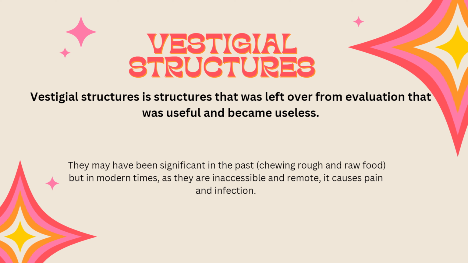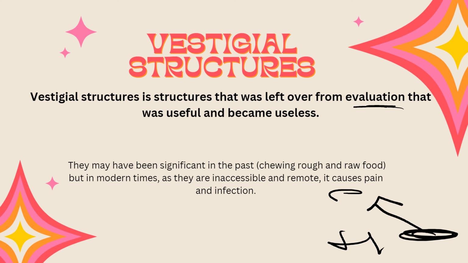Vestigial structure. What do I mean by vestigial structure? A vestigial structure is a structure that was left over from evolution that was useful and has now become useless. What I mean by evolution is, let's say, species H, which is an ancestor, and then species E and A, which have been derived from species H. So evolution is like when species H is broken down into two different species. So this is what we call evolution.